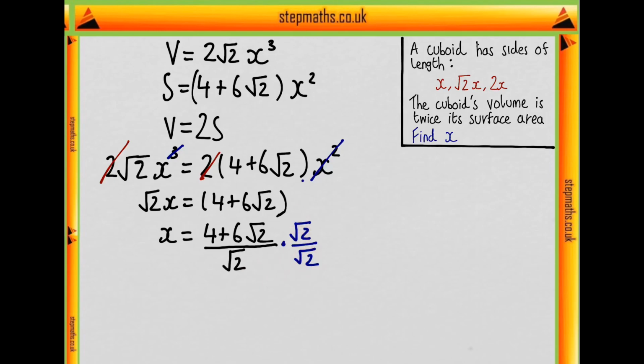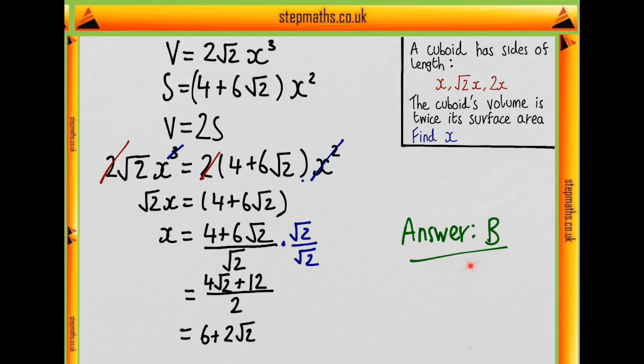And the numerator, well, we get 4 times root 2 plus 6 times root 2 times root 2, or 6 times 2, which is 12. So we get this. But 2 cancels the factor of 2 in the top, which is good. So we get x equals 6 plus 2 root 2. And that is reassuring, because that's option B on the multiple choice. And so our answer is B.